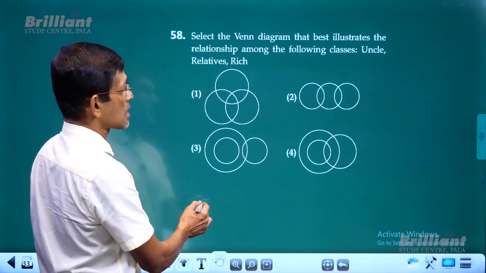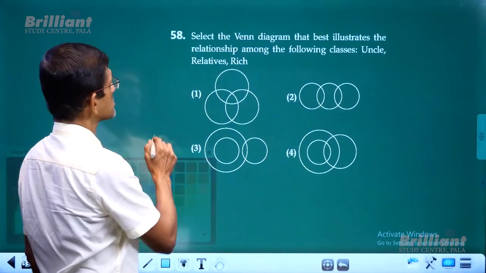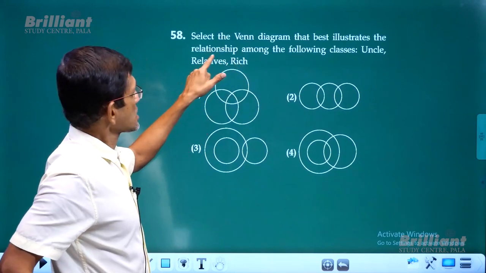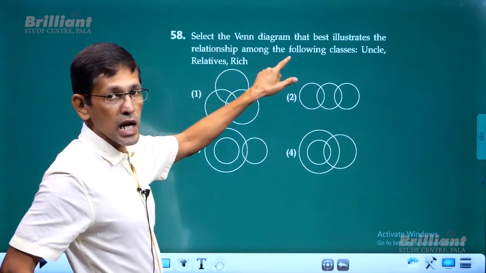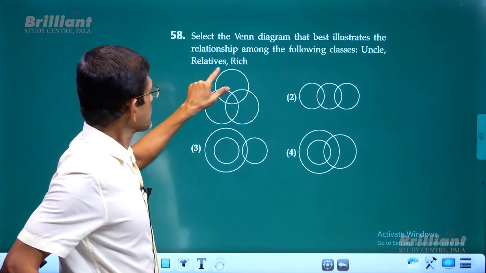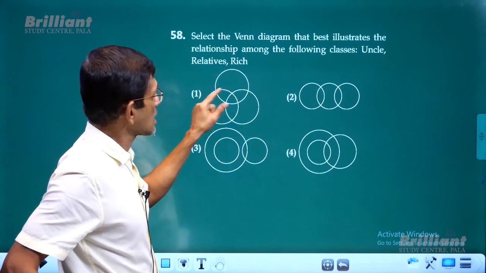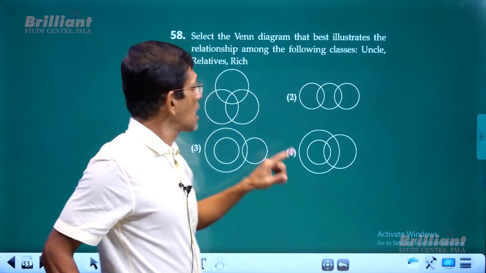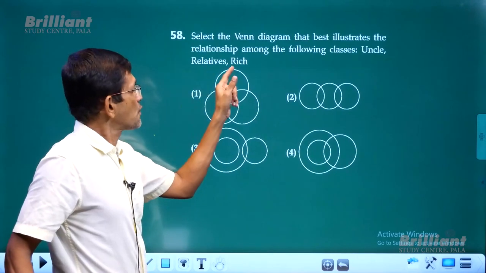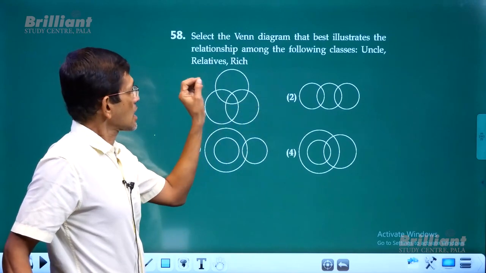Number 58, this is a logical Venn diagram type question. What is a logical Venn diagram? Select the Venn diagram that best illustrates the relationship among the following classes. Which are the classes? Uncle, relatives, and rich. So we need one circle that represents uncle, one circle that represents relatives, and one circle that represents rich. So uncle, relatives, rich.